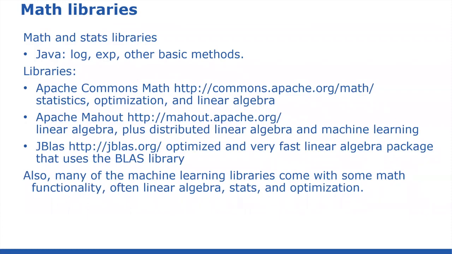Apache Mahout, I'm not sure if I've got the pronunciation right, but it's got some distributed linear algebra and machine learning capabilities. There's some other libraries that do very fast linear algebra, often requiring native packages on your system. So if your system supports them, they can get very high-speed calculations. And a lot of the machine learning libraries, they've got a slide coming up shortly, also have a little bit of stats and maths and linear algebra built into them, because you often need all of those things in unison.